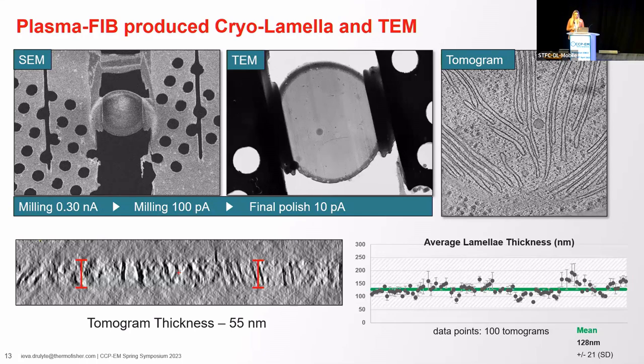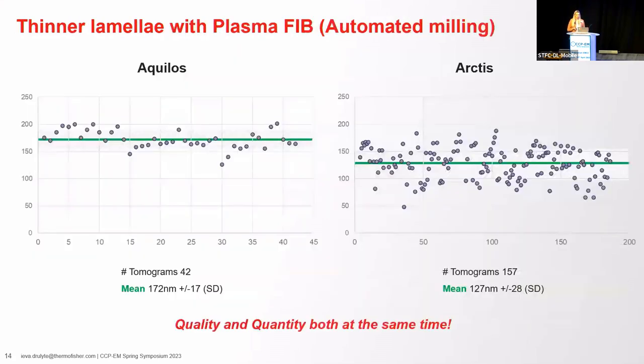So you may be wondering how that compares to Aquilos 2, and we did that comparison as well. So we took 42 tomograms from lamellae that were milled using Cryo-TEM, and a mean value for those was 172 nanometers. So we were getting thinner lamellae with a plasma FIB in this case.